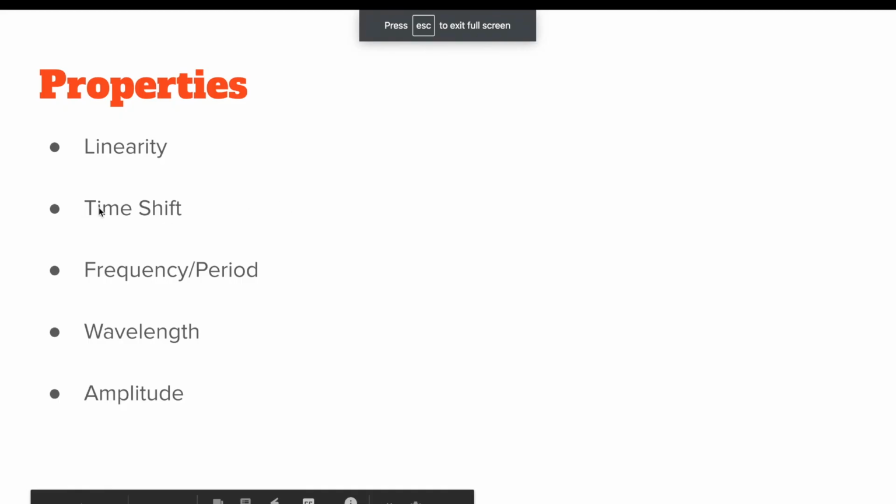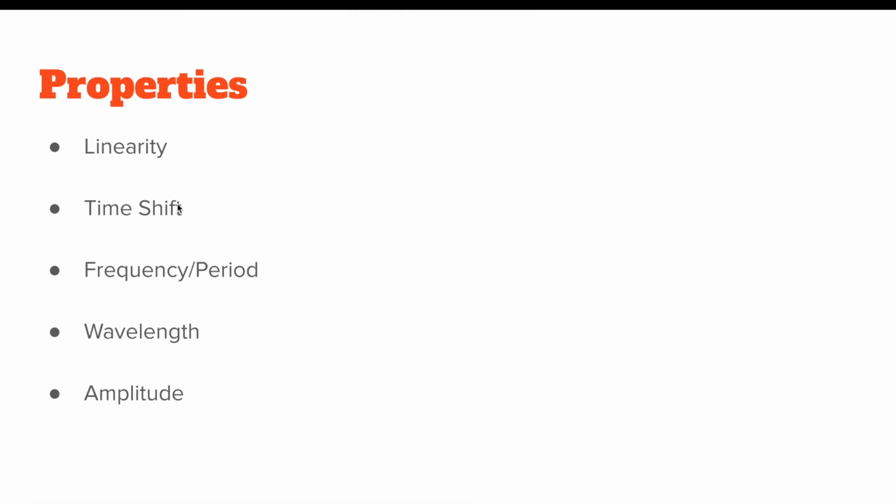Time shift, all that means is that you can take a Fourier transform wave and shift it vertically left or right on the x-axis, and that does not affect the frequencies. Frequency and period. This is also a very crucial part of Fourier transform, and it is how we break down the entire wave into its frequency parts.